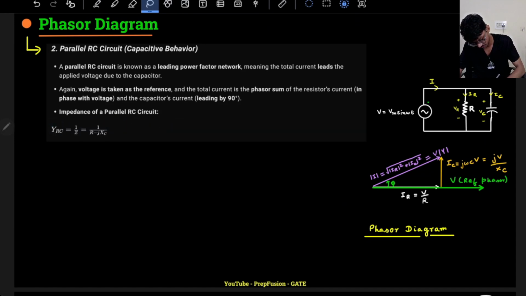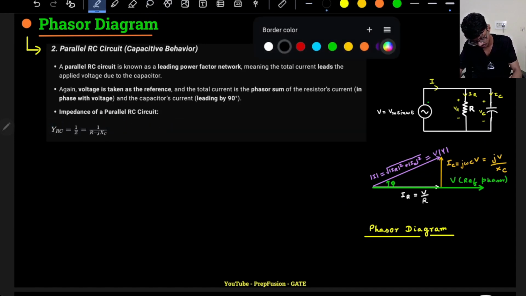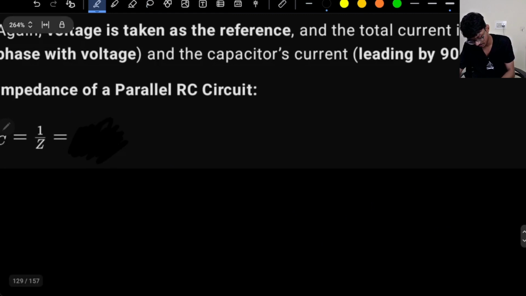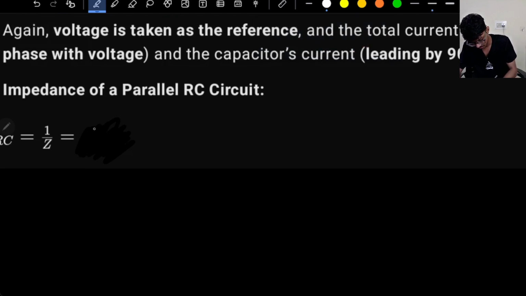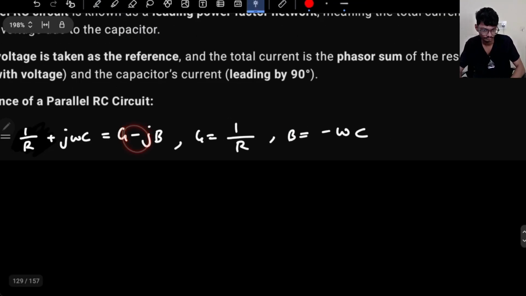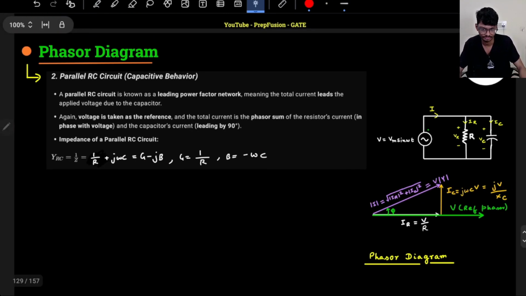This is wrong anyways. This is wrong because this was for the series circuit, that's why it is wrong. Okay, so it is 1 by Z, which in this case is equal to 1 by R plus j omega C. In this case it is equal to G again minus jB. So this time your G will be 1 by R, but your B will be minus omega C. Just be careful regarding this, B will be minus because there is a minus sign already here. That's why I have to add an extra negative sign.